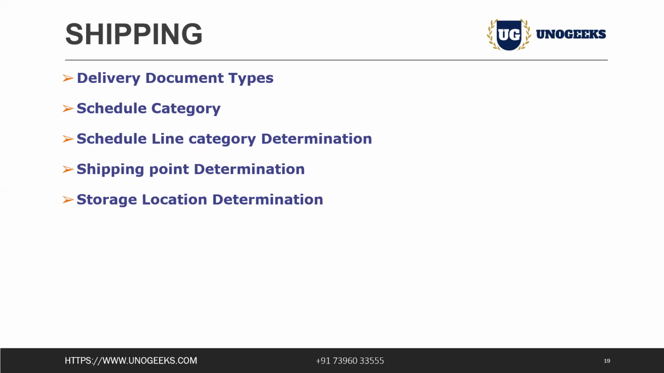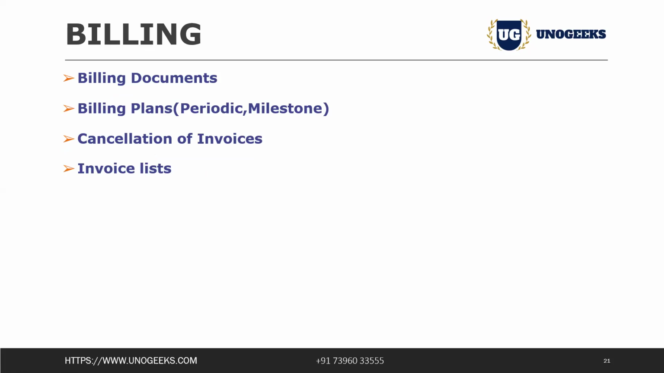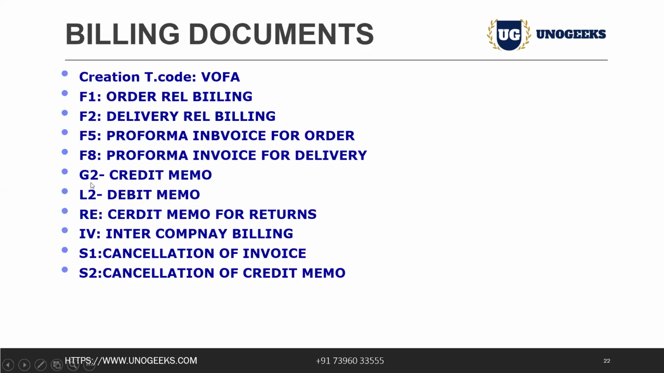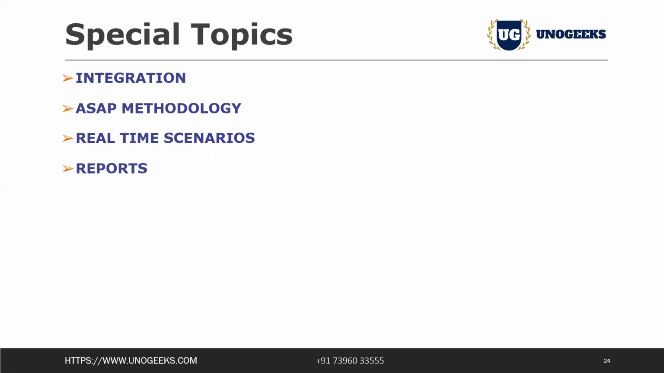From the delivery point of view, we are going to learn shipping and schedule line. Schedule line is nothing but a schedule of deliveries, that means information about delivery dates and time. Just like sales documents, we have delivery documents. These are some standard delivery documents already created. Similarly, we have billing and billing documents. In special processes, we are going to see third-party order, consignment, stock transfer, and integration. Integration is very important.